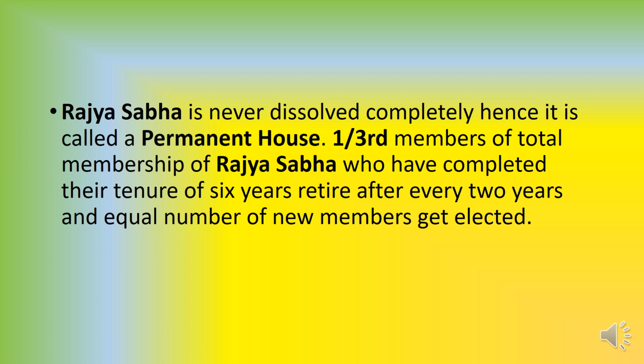Because one third of the members of the total membership of Rajya Sabha, after they complete their 6 years time period, retire after every 2 years. Once they complete 6 years, every 2 years, that many members, when they retire, are replaced by a fresh set of members. So, one third members retire after every 2 years, after completing the 6 years, and the newly appointed members are there in the Rajya Sabha.